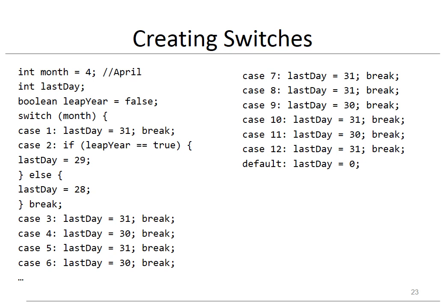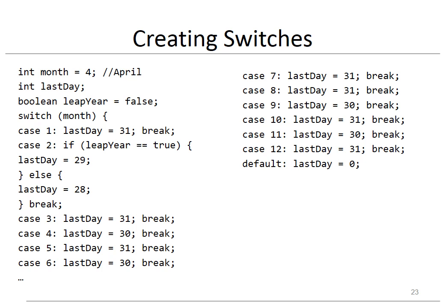This is another example. The goal is to determine the last day of each month. In other words, January has 31 days, February 28 or 29, depending upon whether it's a leap year, etc. The month variable represents the switch variable, and the last day variable represents the number of days in a specific month. Again, note that a default case is also provided.